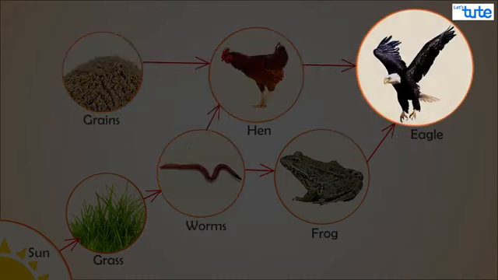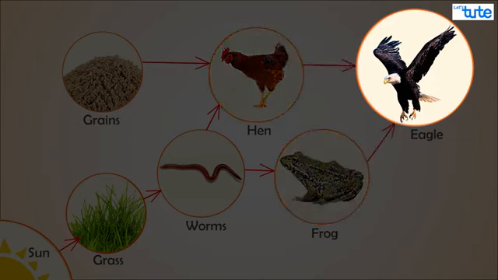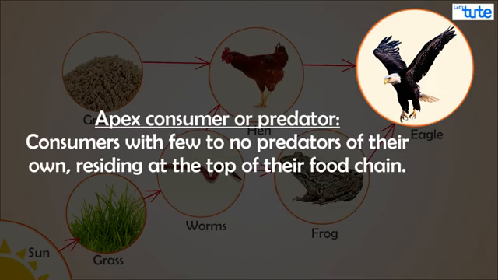Observe eagle in our example. In all the food chains, it is a predator, meaning it only feeds on other organisms. It is not a food or prey for any other organism, right? Such organisms are called apex consumers or predators. They are always at the highest point in the food chain.